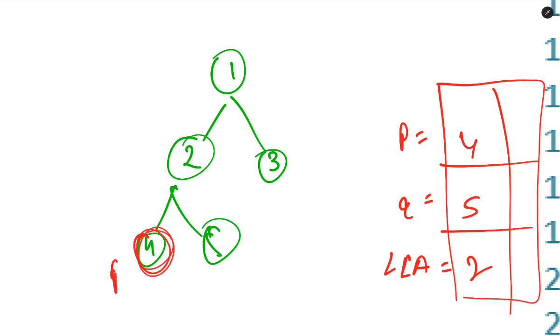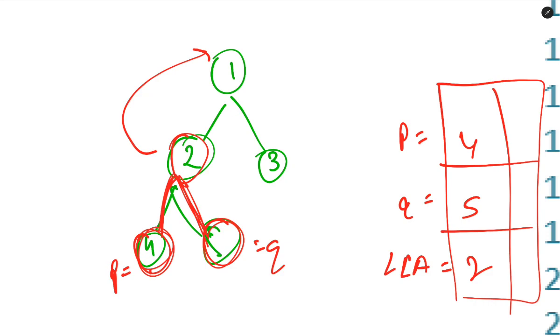So 4 is equal to P, 5 is equal to Q. Then in that case, my 2 will say that from the left I am seeing 4, and from my right I can see 5. So I can say that 2 is my lowest common ancestor. I will return 2 to 1, and 1 will say okay, 2 is the lowest common ancestor, so 2 will be returned as our answer. So this was case number 1.